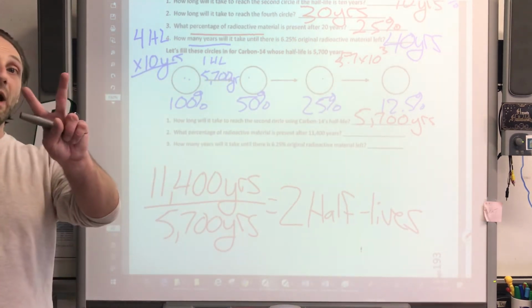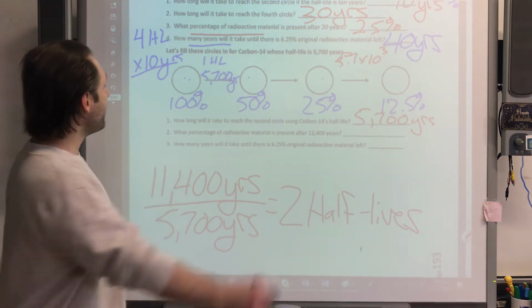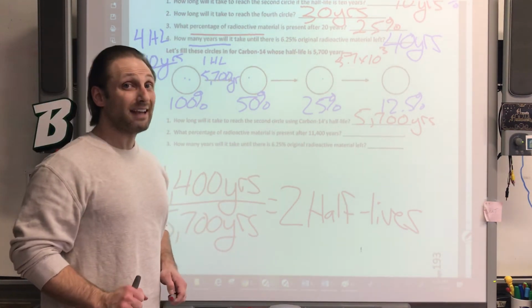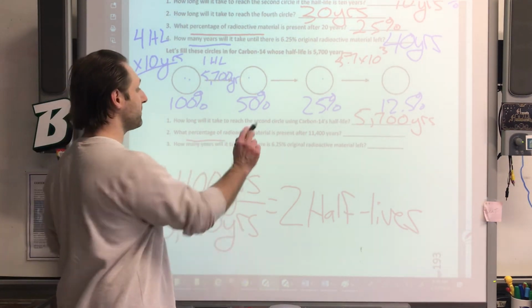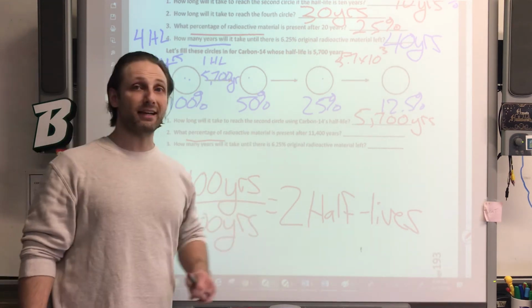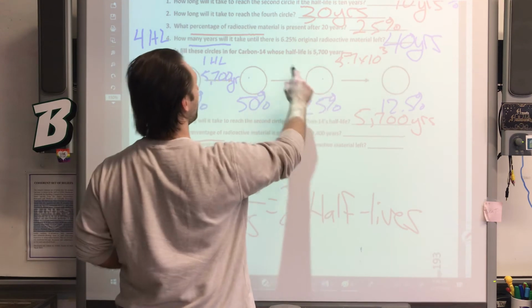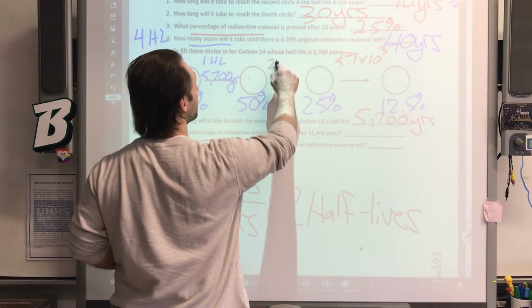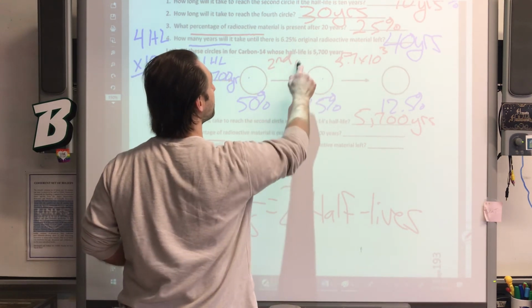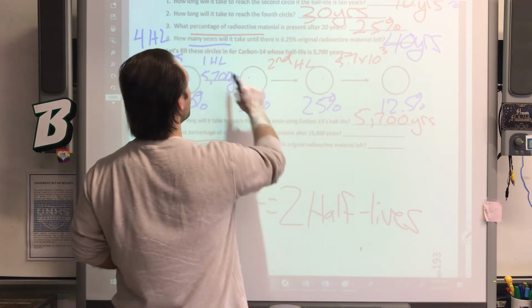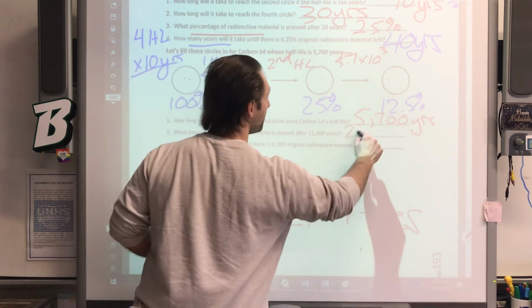So you know you're dealing with 2 half-lives. That's half the answer. So we have to figure out the percentage at the second half-life. So this is 1 half-life, 2 half-lives. So this is the second half-life here. Okay? We have 25%.